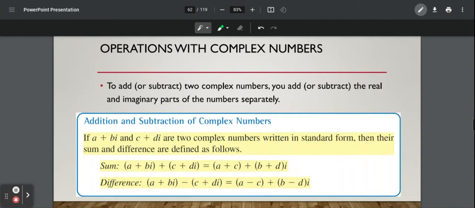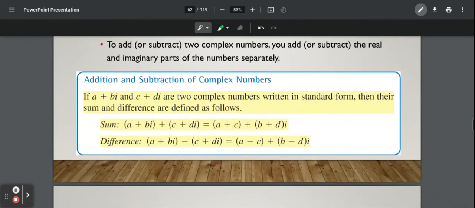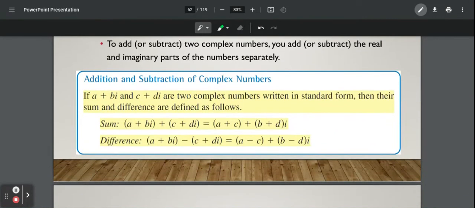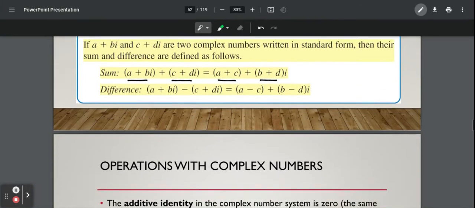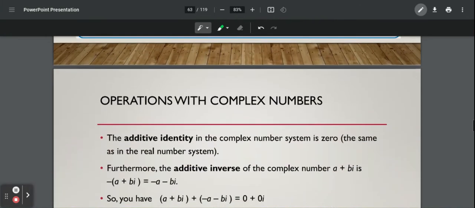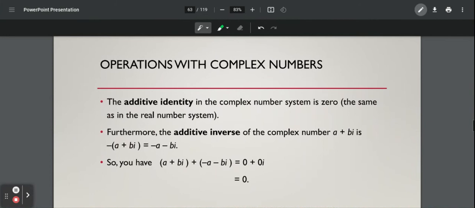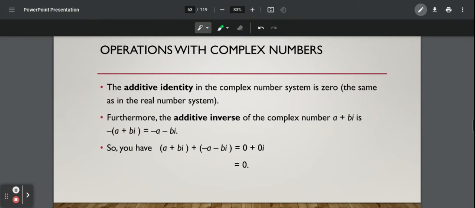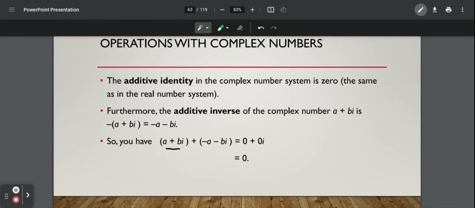So if you want to add or subtract complex numbers, you add their like terms. If we were adding a plus bi to c plus di, we would add the a and the c, and then we would add the b and the d. Same thing with subtraction. We also have the additive inverse, where if you have a plus bi and you add the opposite, a minus bi, you'll get 0.